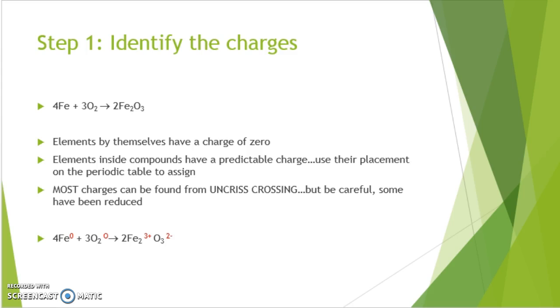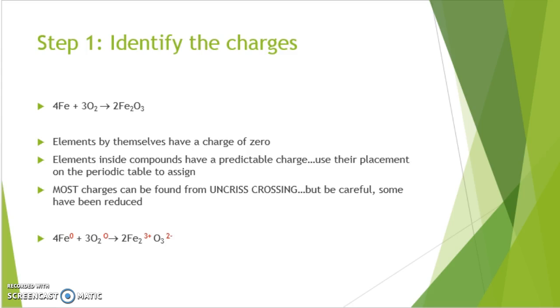Elements that are inside of compounds, you can use the periodic table to be able to predict their charges. Now I know that you're saying to me, well, iron, I can't look at the periodic table and predict his charge. However, you are provided with the full chemical formula. You know the charge of that oxygen, and you can use that little algebra thing that we kind of went through together to back calculate to what the charge of that iron must have been. A lot of the times you can find this from uncrisscrossing the compound, but be a little bit careful. Like in an example like SnO, when you uncrisscross that, you'd be uncrisscrossing ones.